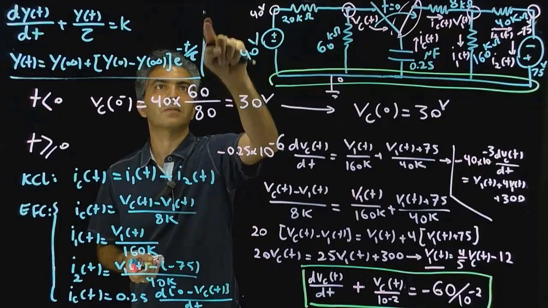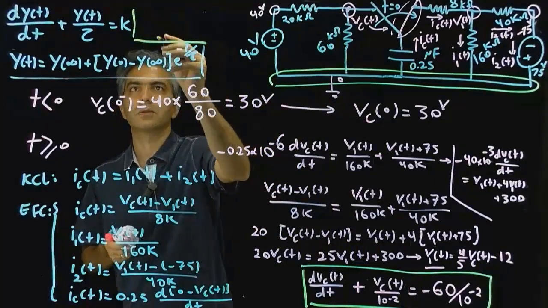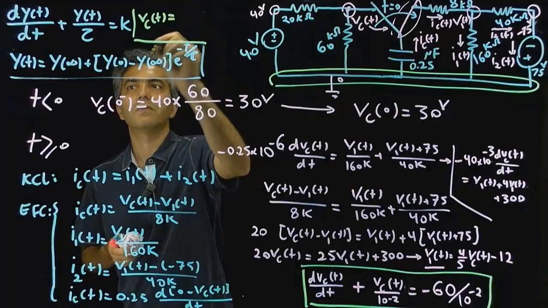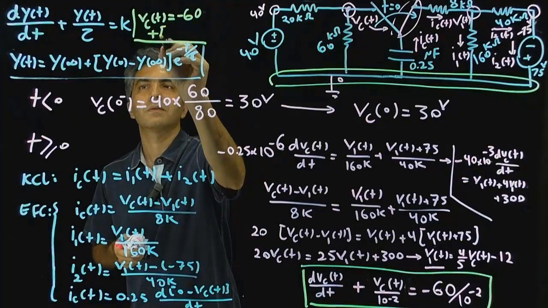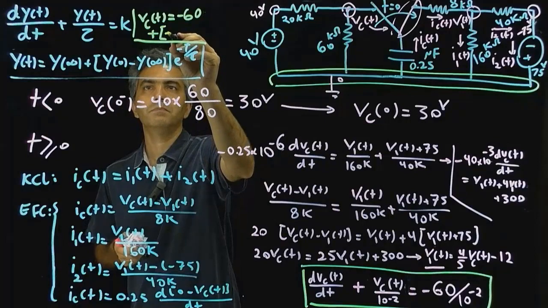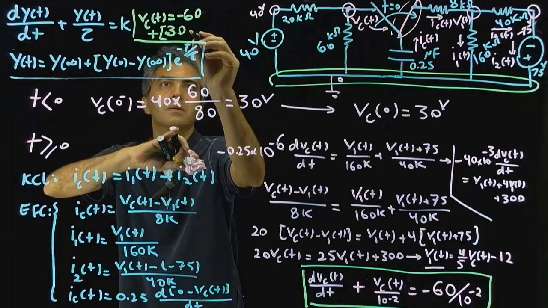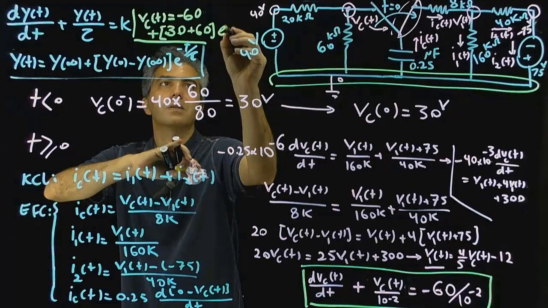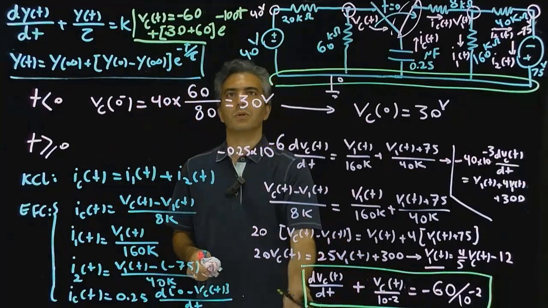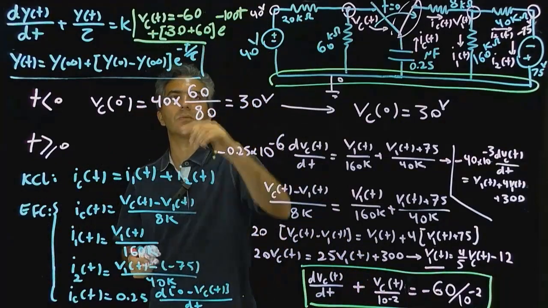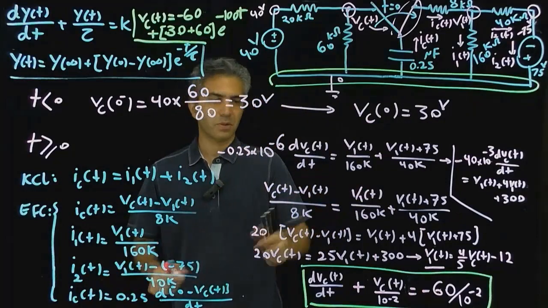I'm going to try to fit that somewhere here so that you have the final answer to check later on. So VCT would be V infinity, which we just said is minus 60, plus (V0, which was 30, minus V infinity, which is minus 60, so that is plus 90) times e to the minus t divided by 0.01, which is e to the minus 100 t. So minus 60 plus 90 e to the minus 100 t is your answer. And we're done.